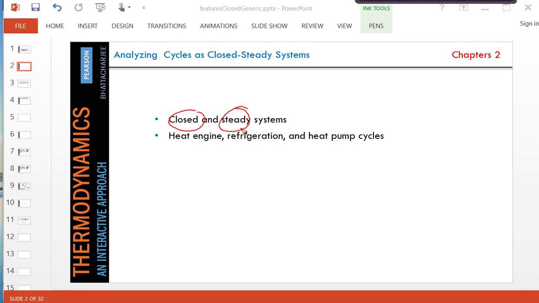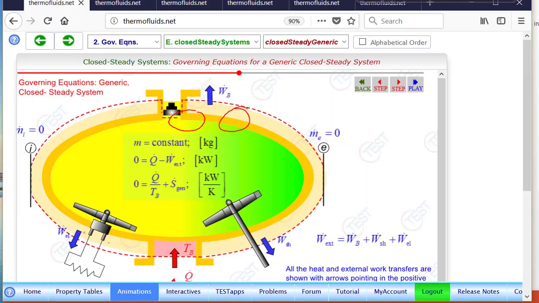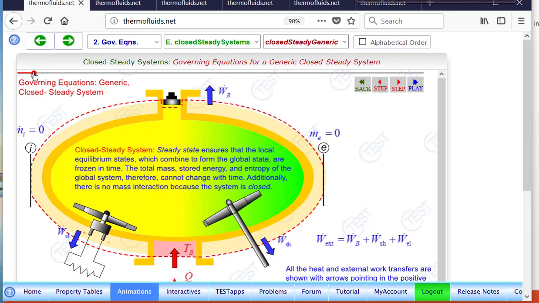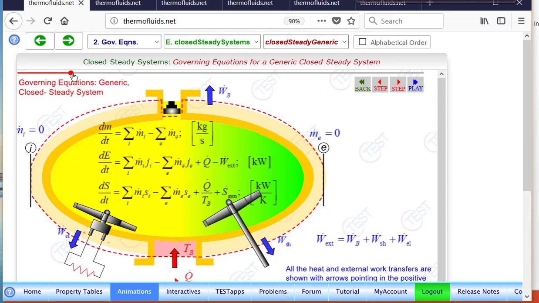So let's go. I've already started a few animations to explain how the governing equations simplify and how they apply to a closed steady system. So here, for instance, the general equations are shown. As you can see, the mass, energy, and entropy equations are in their most general format.